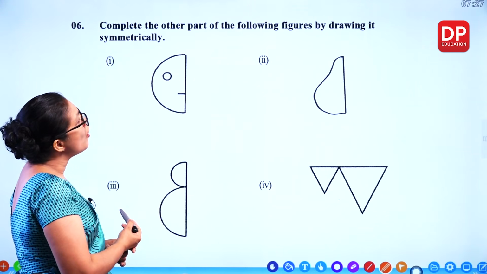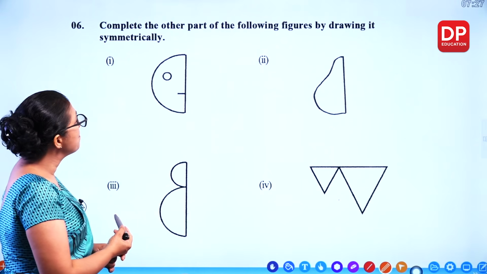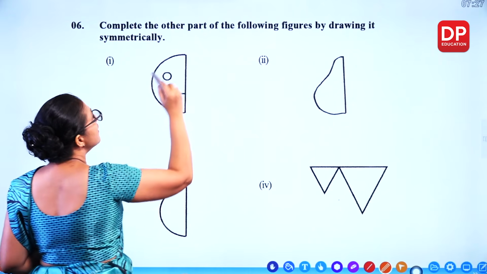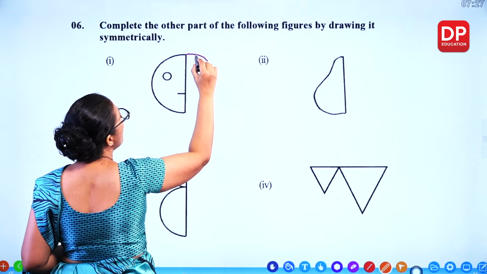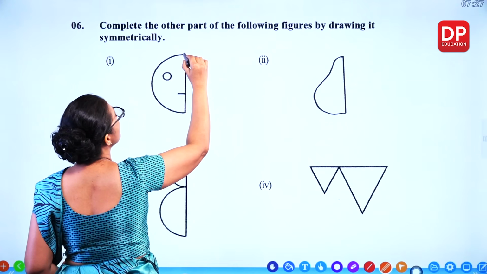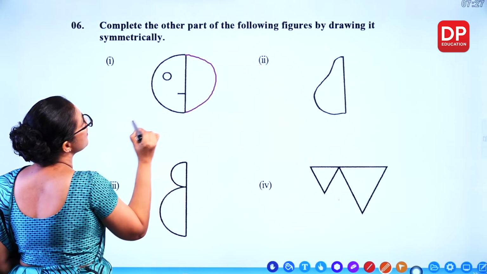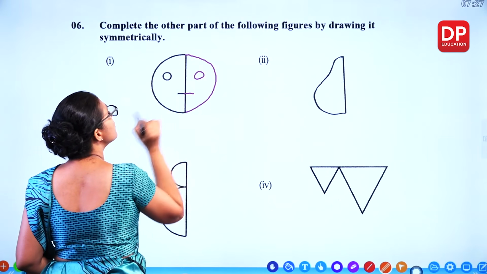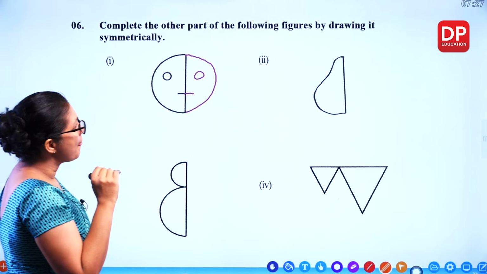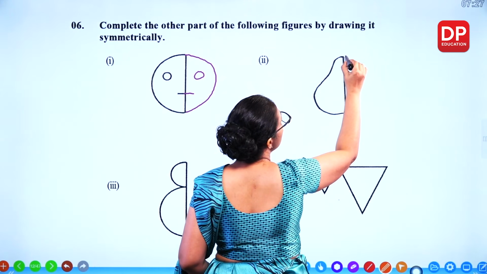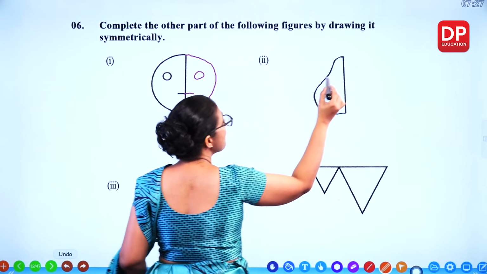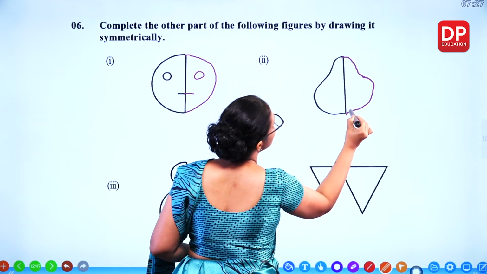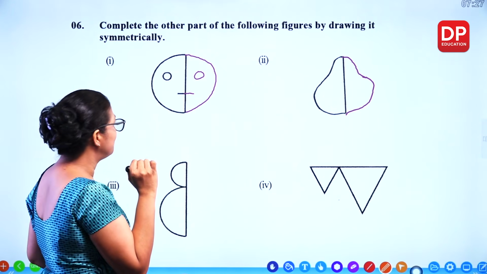Complete the other part of the following figures by drawing it symmetrically. So shall we draw this? We have to draw the same part on the other side. So we can draw something like this. You can put the eyes like this and we can continue this part. I hope that your drawing is better than my drawing. You have to visually think what's the other shape and complete the diagram.